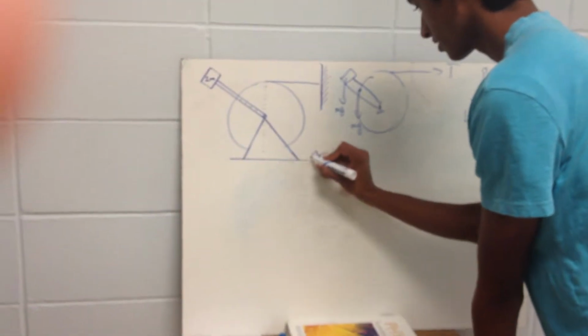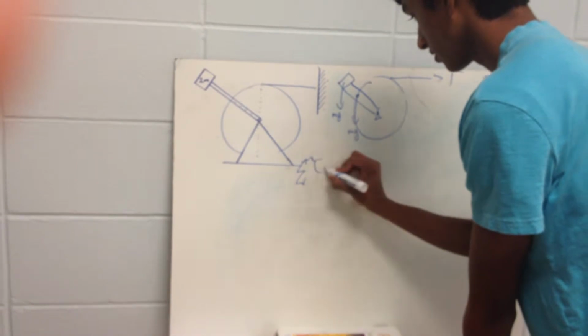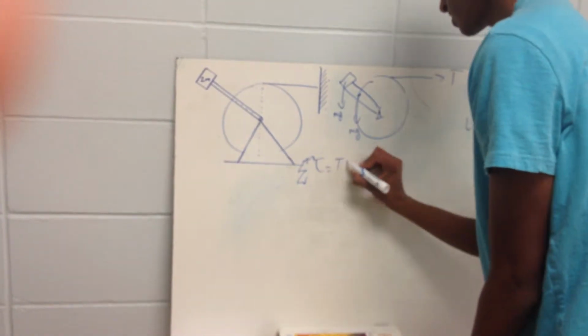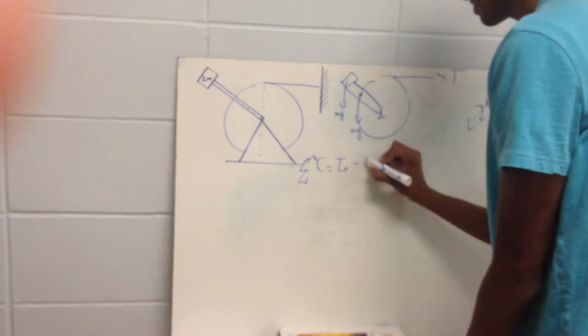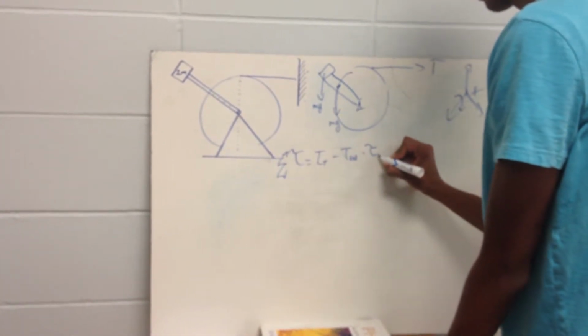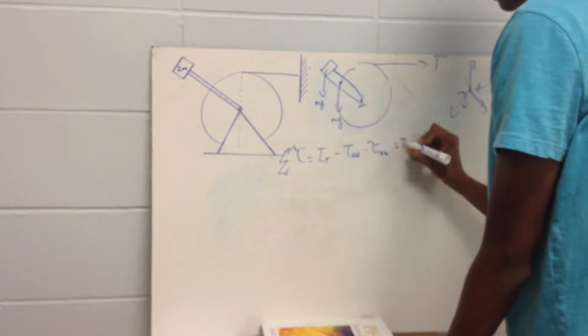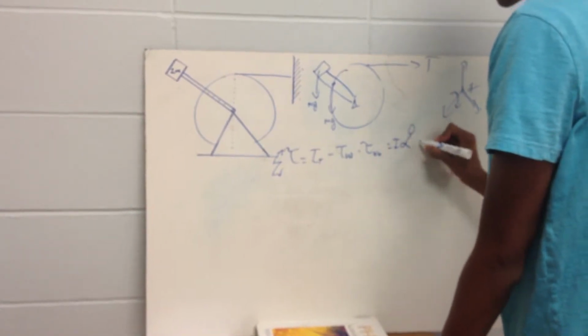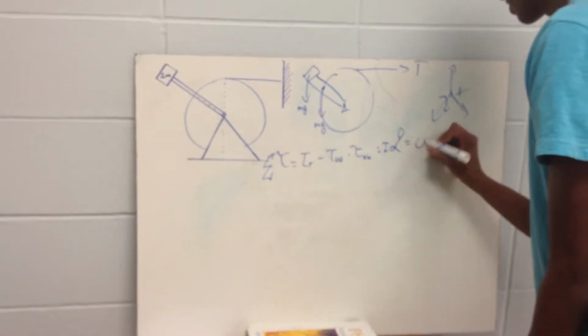Net torque equals the torque of tension minus the torque of the rod minus the torque of the block equals I alpha. Alpha is going to be 0 in this case because it's in static equilibrium. It's going to equal 0.